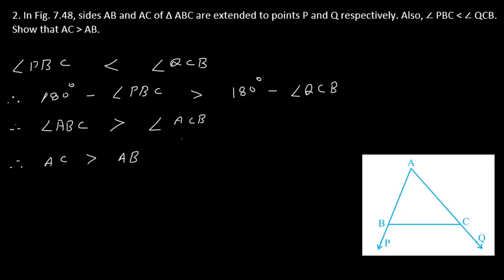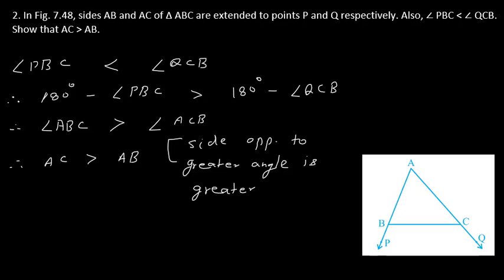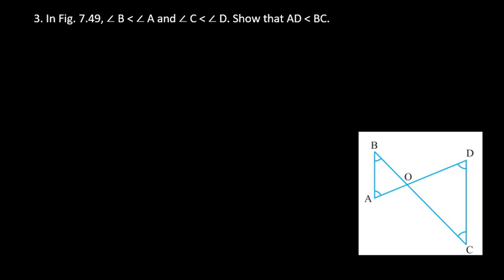You can mention here the reason: side opposite to greater angle is greater, right? So AC is greater than AB. Simple question. Now let us see the next question.